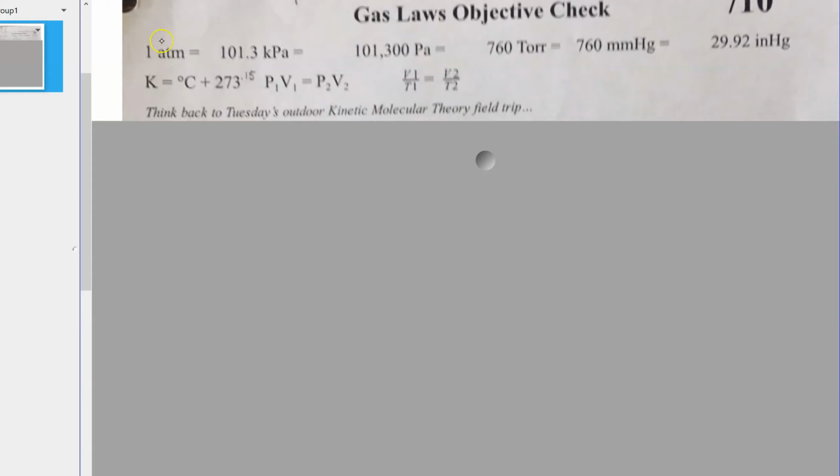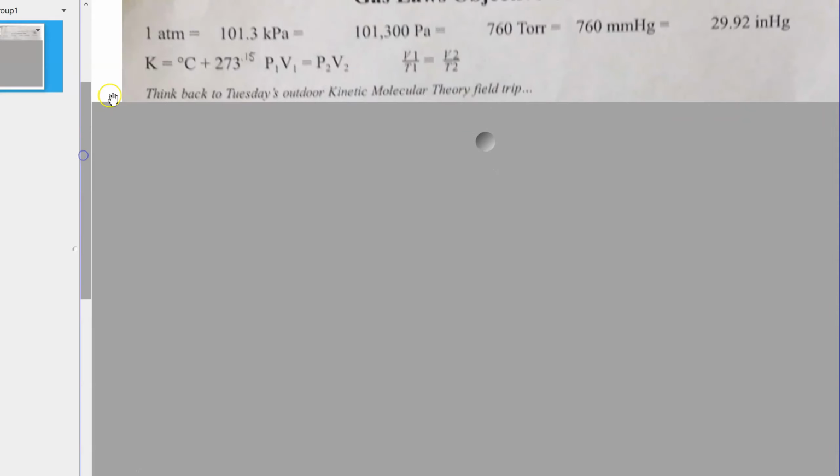So at the top of your page, you have all of your conversion factors. Remember, you should have everything filled in. Right now, we're just going over and correcting it. We didn't do the in-person outdoor kinetic molecular theory field trip, but in the beginning of the chapter notes, Mrs. Vanderwall went over all those concepts with you and showed you the PhET simulation.